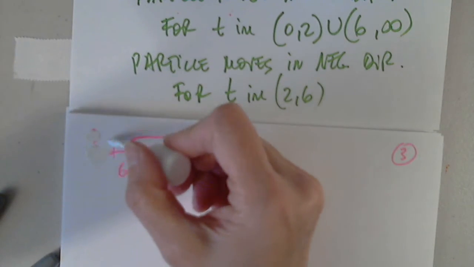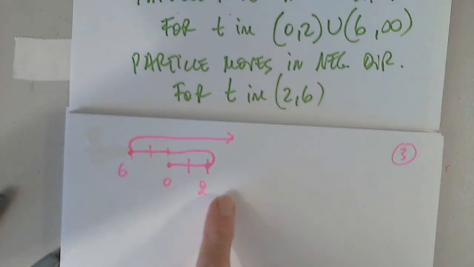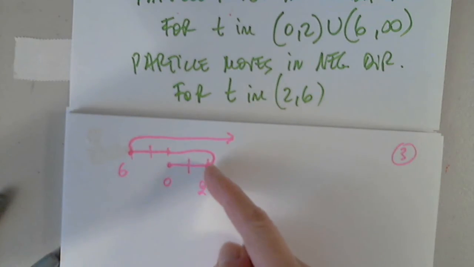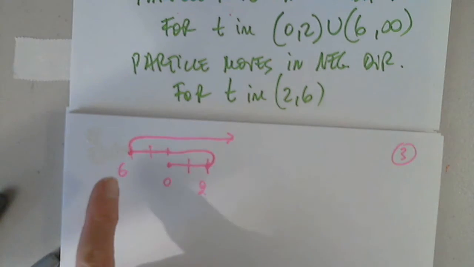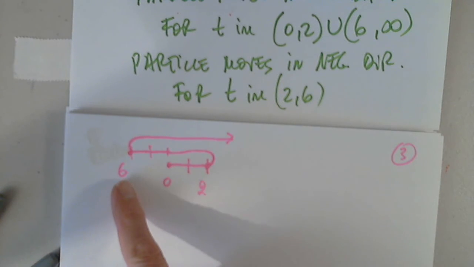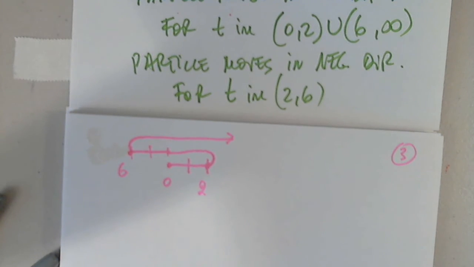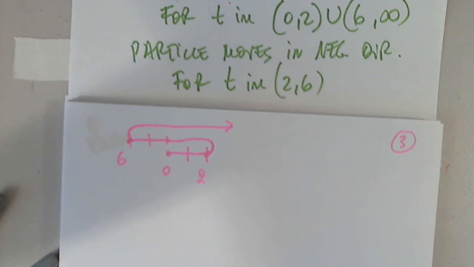So between 0 and 2 in the positive direction, between 2 and 6 negative direction, and between 6 and infinity in the positive direction. So this is at time 0, this is at time 2. For 4 seconds goes this way, this is time 6, and at 6 turns around and goes to the positive direction.